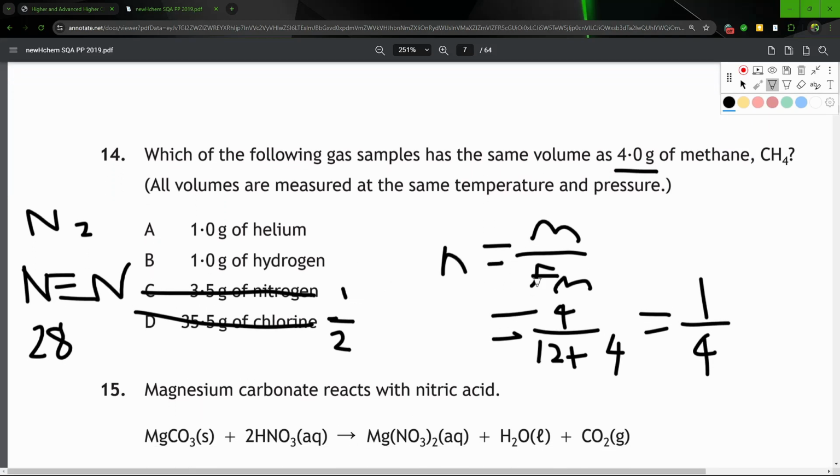1 gram of hydrogen. Well, hydrogen, famously, its formula mass is just 1, which means 1 gram of hydrogen is 1 mole of hydrogen. So that means B can't be either.